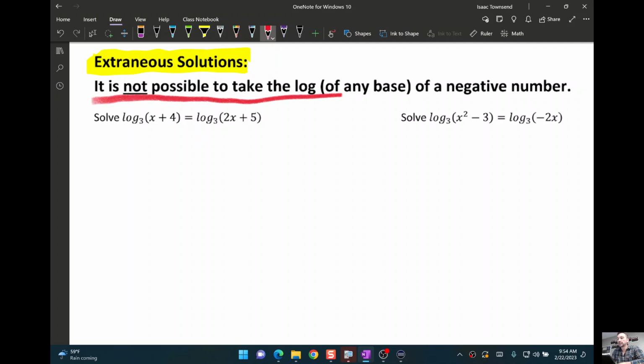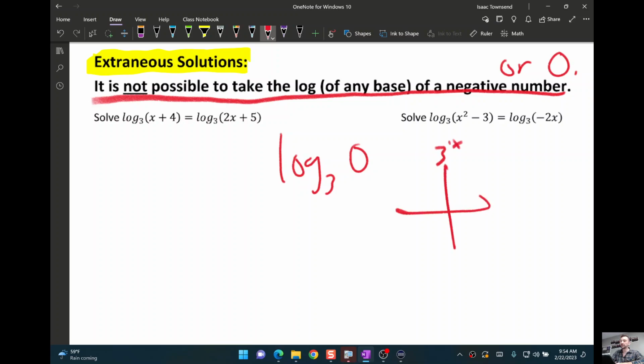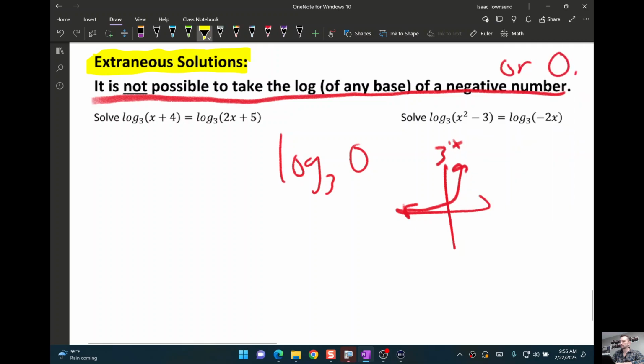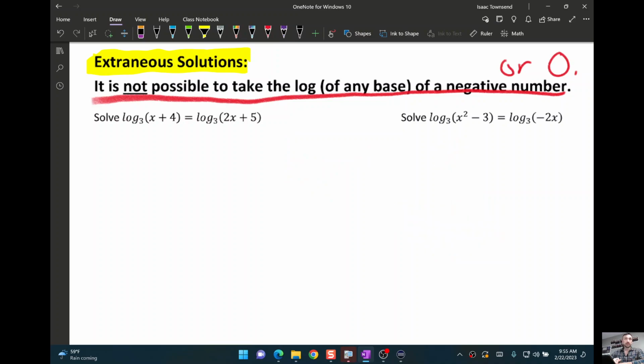It is not possible to take the log of a negative number or 0. The reason why you can't do that is because this would be like 3 to what power gives you 0? And there is no number. If we think about this graph, it is never 0, and it's also never a negative number. So you can't take the log of 0, and you can't take the log of anything negative. Now, that doesn't mean that your answer can't be negative.